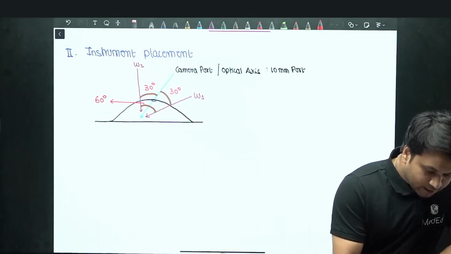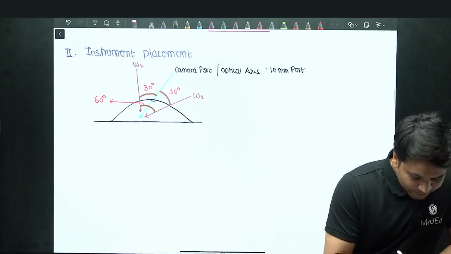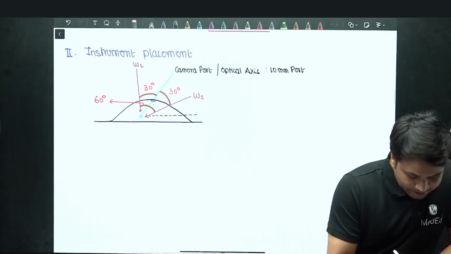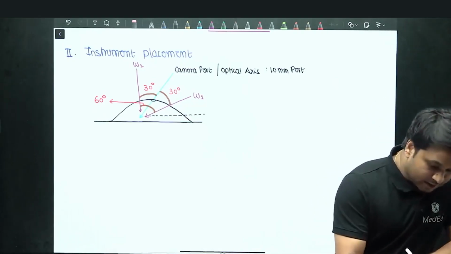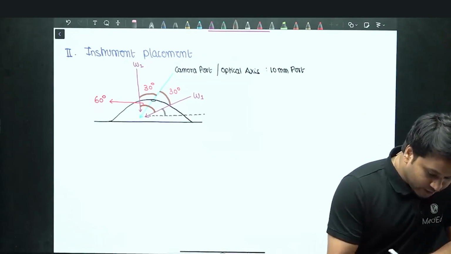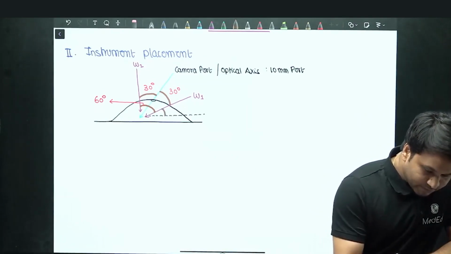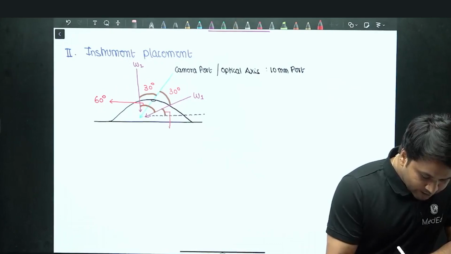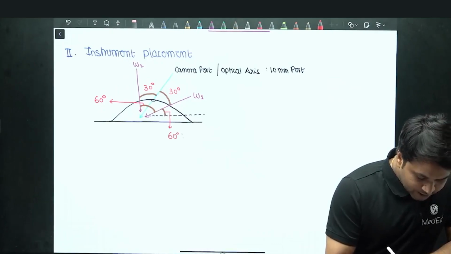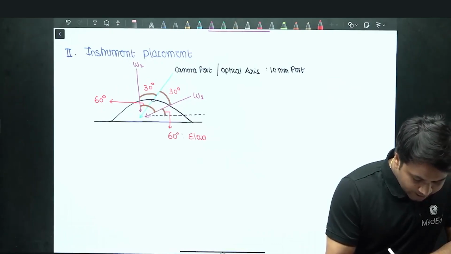And the angle that the working port makes with respect to the body is called the elevating angle, and this angle will also be 60 degrees. So this 60 degrees is what we call the elevating angle.